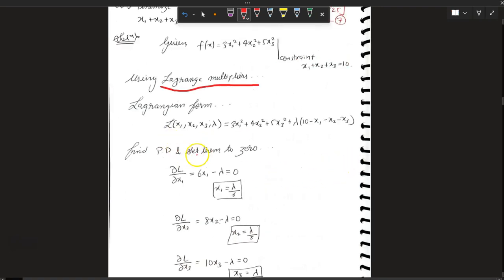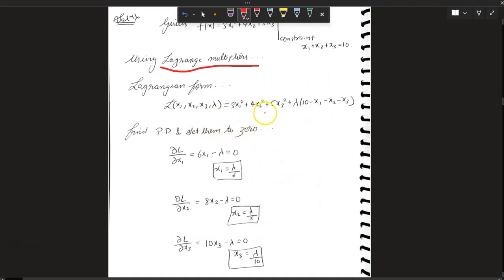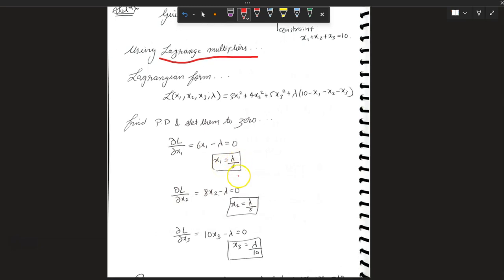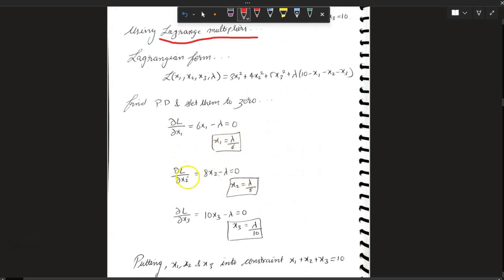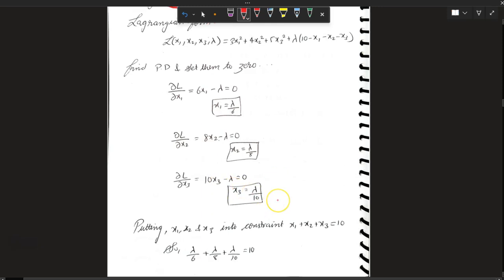Okay, now find the potential. Now let's find the partial derivative of this and set them to 0. Partial derivative with respect to x1, you will get 6.1 minus lambda is equal to 0. That concludes x1 is equal to lambda by 6. Now differentiate with respect to x2, you will get x2 is equal to lambda by 8. Now partially differentiate L with respect to x3, you will get x3 is equal to lambda by 10.